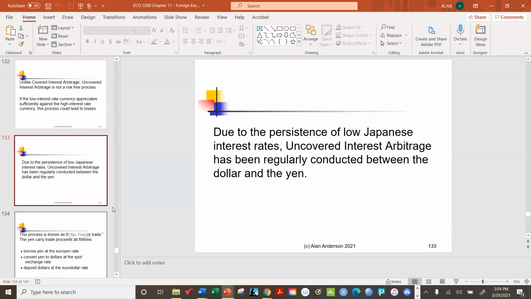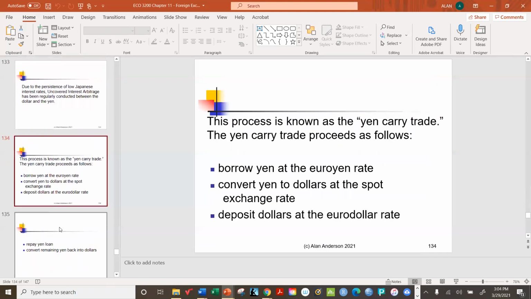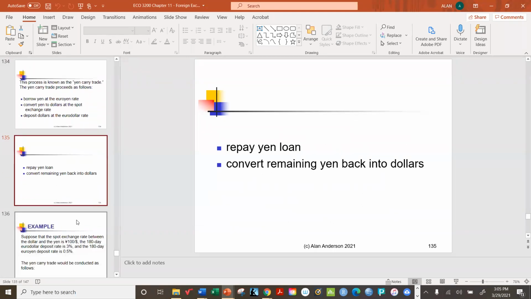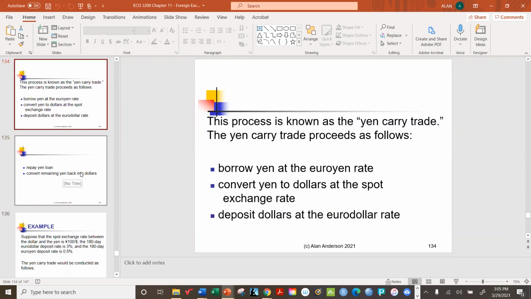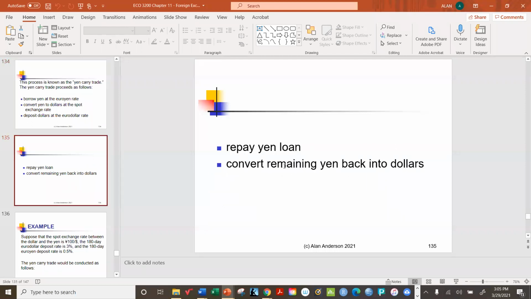So like here, for example, what if we're looking at the dollar and the yen, known as the yen carry trade? Here's what we're going to do. We're going to borrow yen and pay the euro-yen rate, which again was traditionally very, very low. Then we'll convert those yen into dollars at the spot exchange rate. And once we have dollars, we'll deposit those in a euro-dollar deposit account. Eventually, when it comes time to repay the yen that we borrowed, we have to convert our dollars back into yen and then repay the loan.